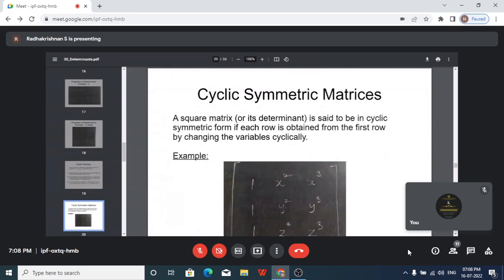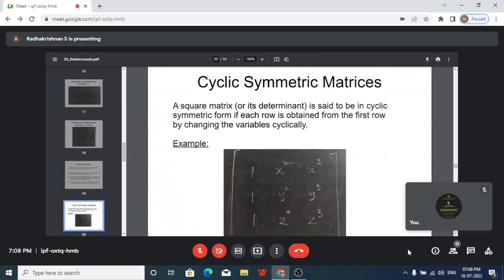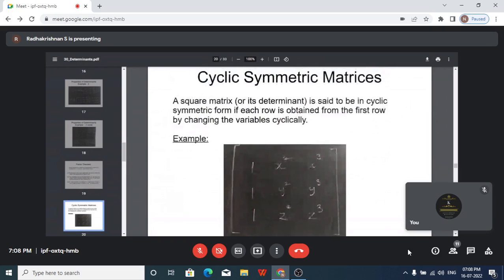There is one more concept called cyclic symmetric matrices. It's applicable for a square matrix. A square matrix or its determinant is said to be in cyclic symmetric form if each row is obtained from the first row by changing the variables cyclically. Okay. So இப்போ first row என்ன இருக்கு 1 x square x cube அப்படின்னு இருக்கு. அதுல x க்கு பதிலா நம்ம y substitute பண்ணோம்னா it becomes 1 y square y cube. Then if we substitute z it becomes 1 z square z cube. இந்த மாதிரி இருக்கிறது cyclic symmetric matrix.